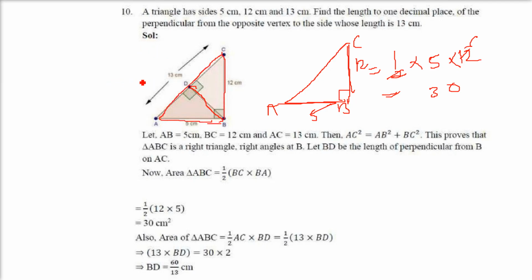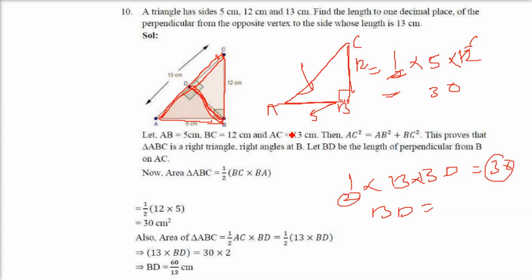Now when you take this triangle, again we'll use the same half into base into altitude. What is the base here? If the altitude is this one, base is this one. So base is 13 and altitude is BD. Half into 13 into BD, and what is this equal to? Because the area will remain the same, either way you take it, it will be equal to 30 only. So BD will be equal to 30 into 2 divided by 13. This I will take in the denominator. So 30 into 2 by 13, that is 60 by 13.